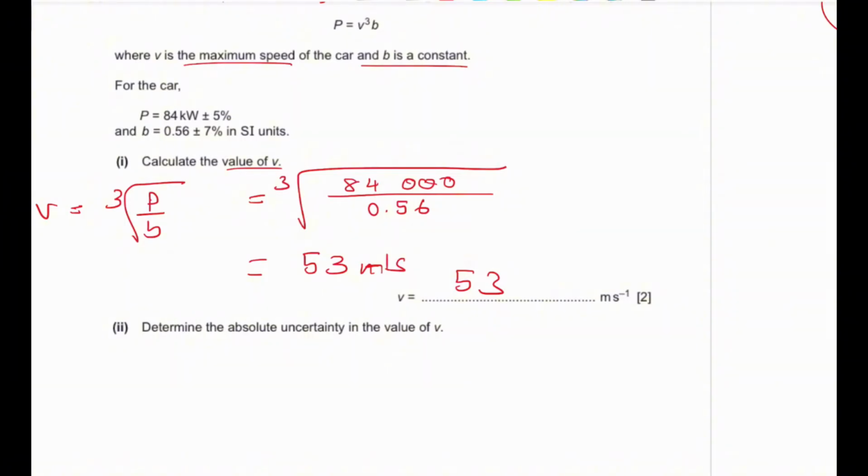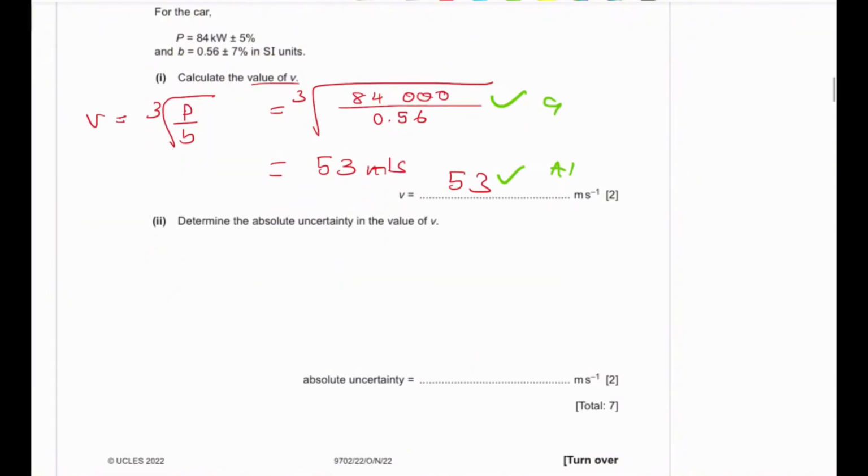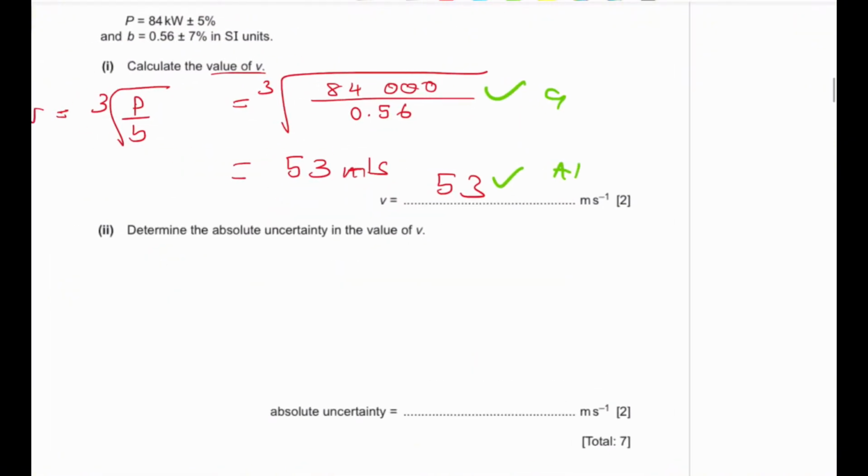So basically, what they're looking for is just this calculation that gives you the first mark, then your answer, which gives you the other mark. So it's very important for you to be able to make what you're looking for the subject of the formula and find that out.